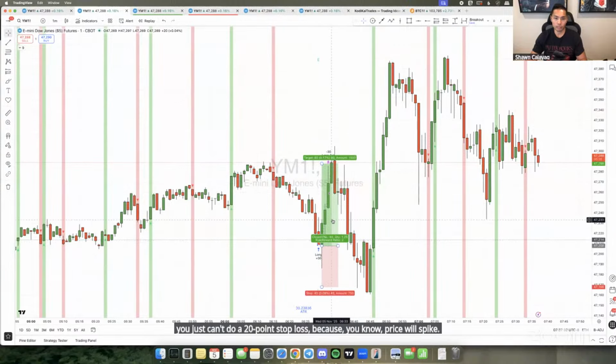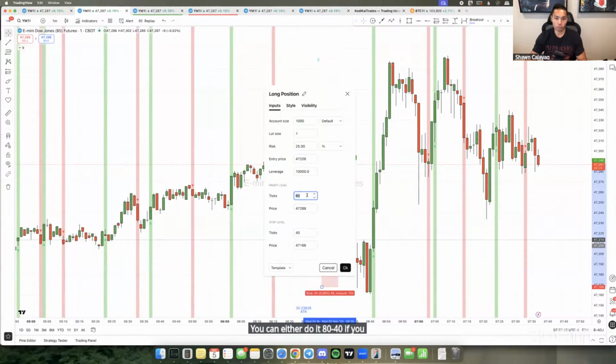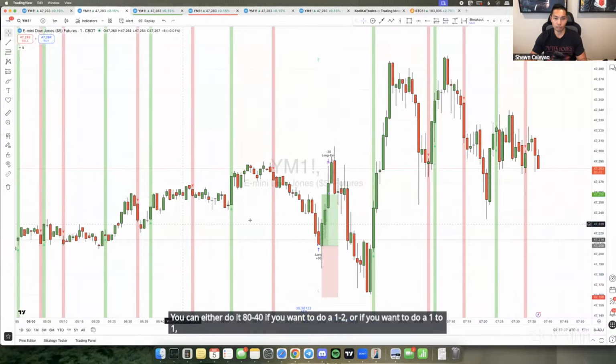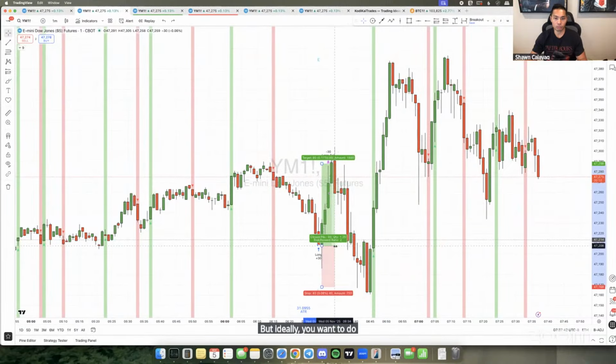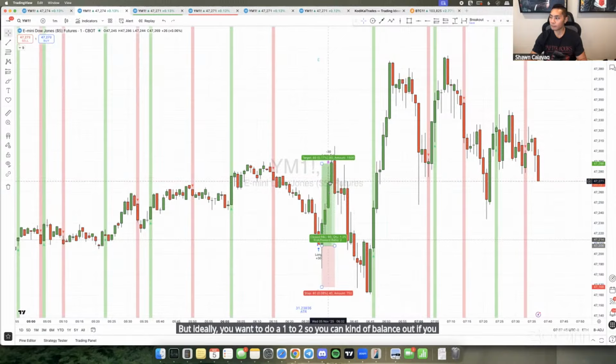You could either do an 80-40 if you want to do a 1 to 2, or if you want to do a 1 to 1, I would do 50-50. Either one would have worked out for today. But ideally, you want to do a 1 to 2 so you can kind of balance out if you ever have any losses.